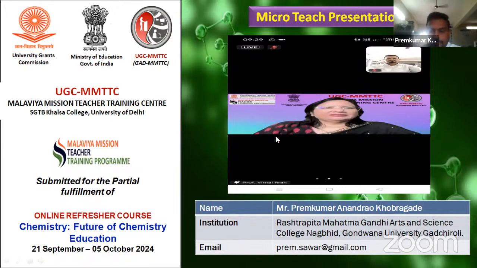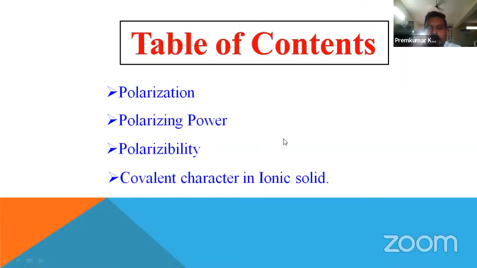I have taken one small topic for students, and now I am going to tell about how I am going to teach this topic to my students. Here I have included some contents. I am going to explain polarization systematically, so they will learn all these topics. First I will tell polarization, then polarizing power, then polarizability and covalent character in ionic solids.